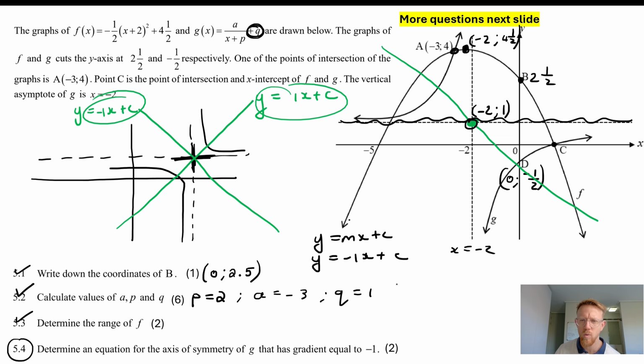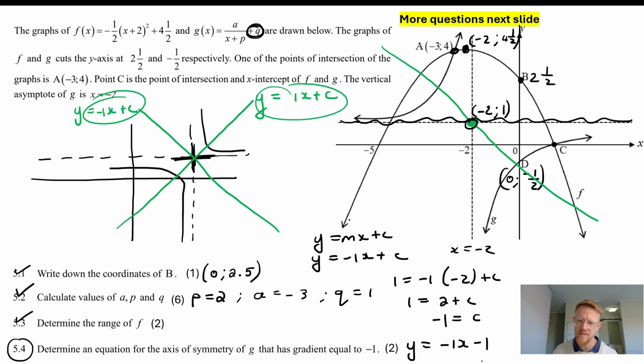It's -2 and 1, and so we can plug that in over here. So we can say 1 equals 2, and then we fill in the x value of -2, and then you get 1 equals 2 plus c, and then if you solve, you get c equals -1. So the equation will be that.